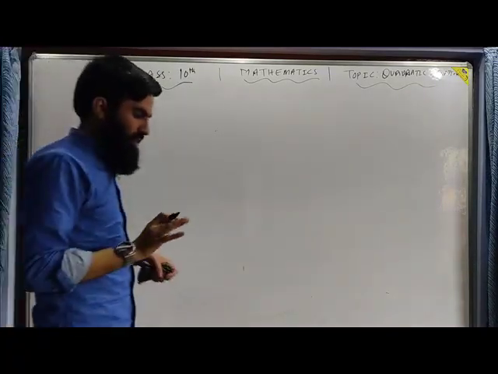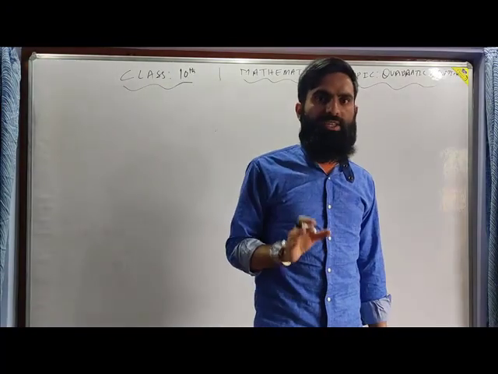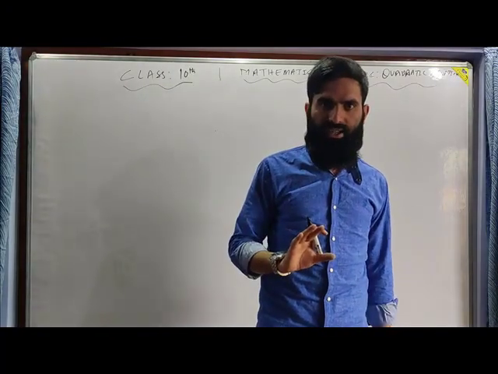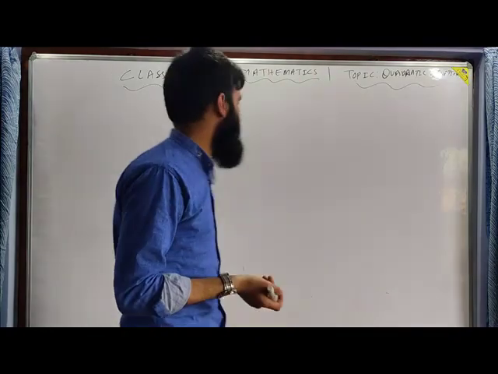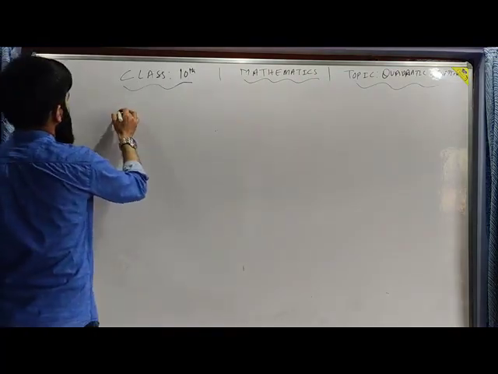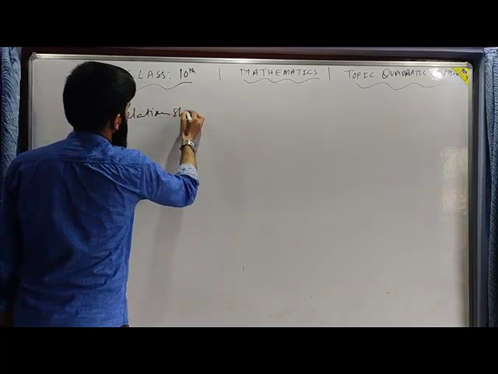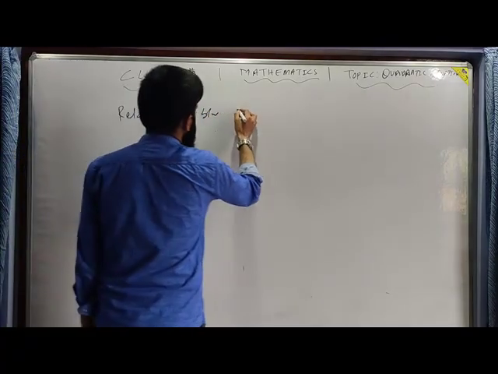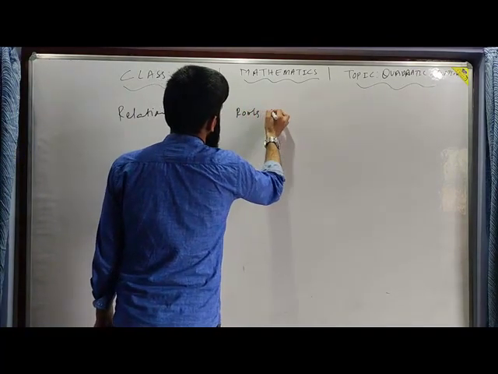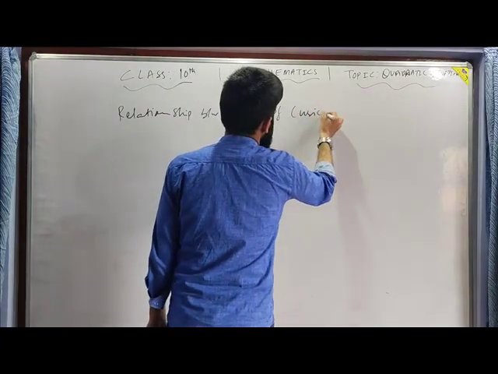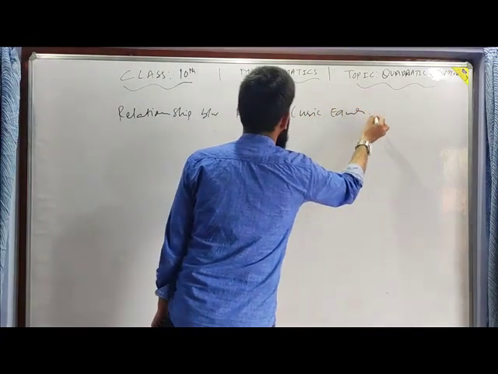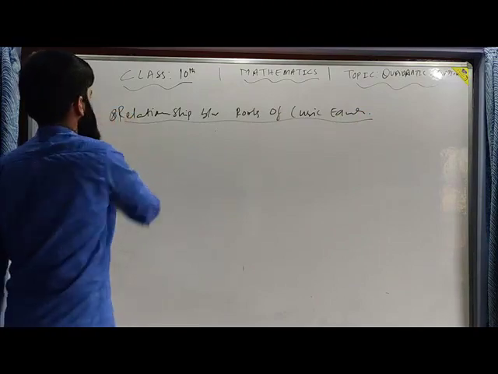And remember, in a cubic equation, a should not be equal to 0, because if a is equal to 0, then no more cubic will exist. That will be converted into a quadratic equation. So let me tell you that relation between roots of a cubic equation. Okay? Relationship.